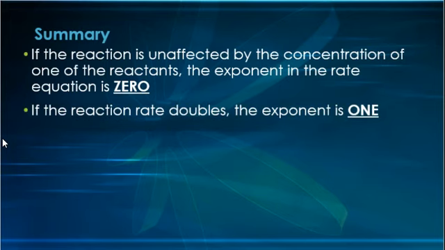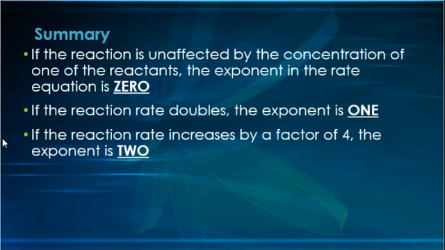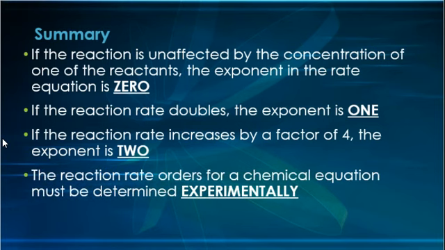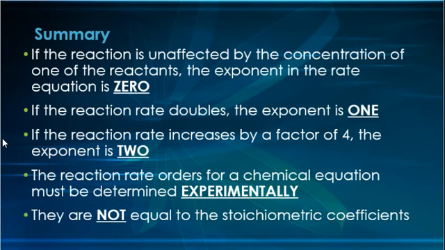If the reaction rate doubles, the exponent will be 1. If the reaction rate increases by a factor of 4, the exponent is 2. The reaction orders for a chemical equation must be determined experimentally, and they are not equal to the stoichiometric coefficients.